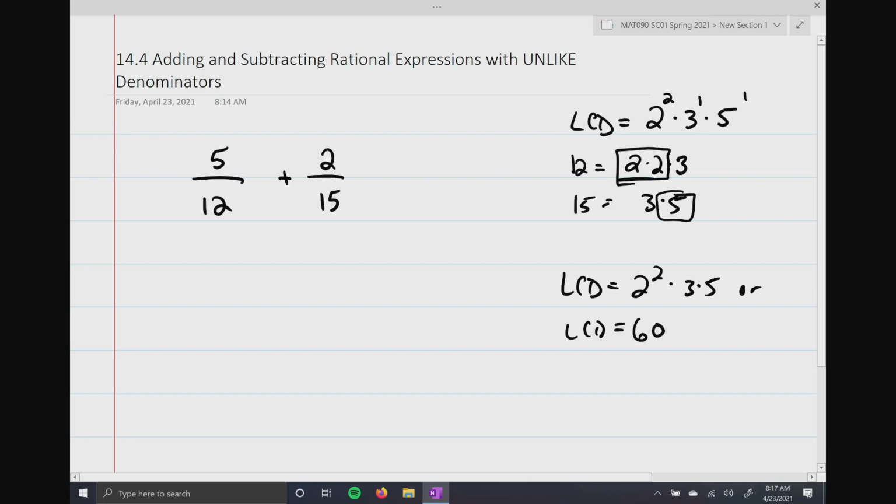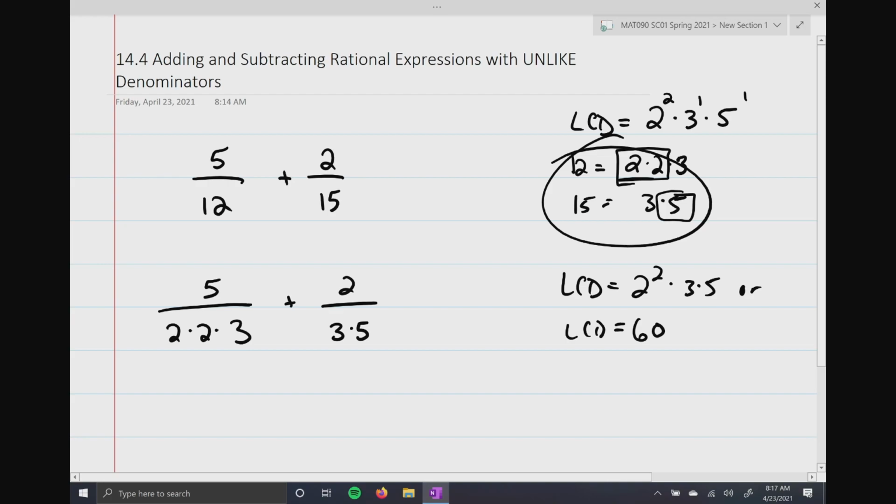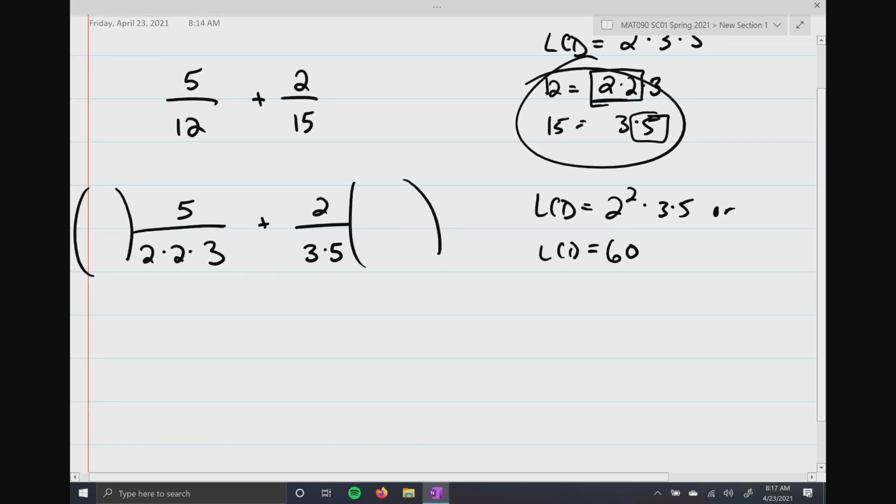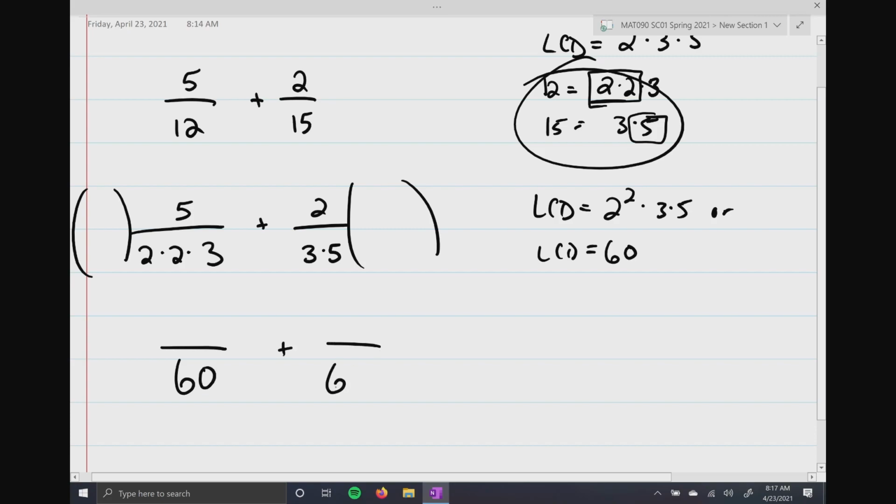All right? Now, here's the way that it actually goes. Watch this. So notice here, I wrote the prime factorizations from the right-hand side just underneath in the denominator. Now, I know I need to multiply both of these numbers by something, and my goal is to get 60 in the denominator. So watch this.